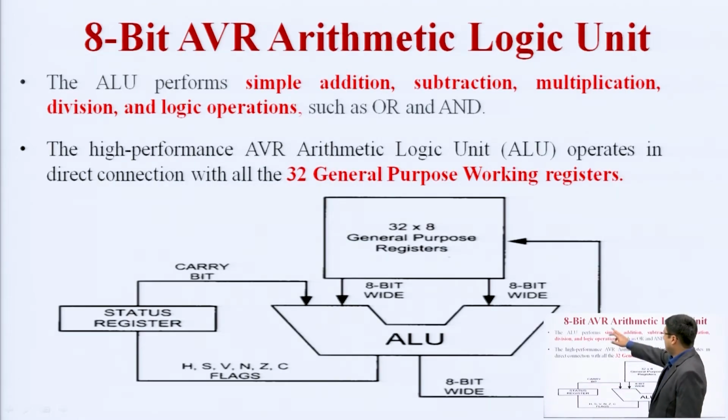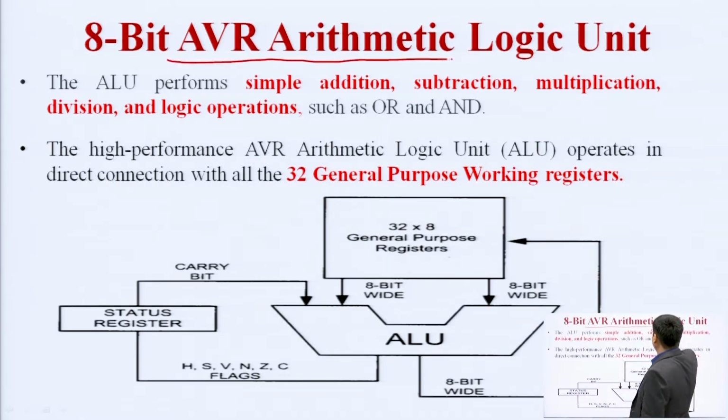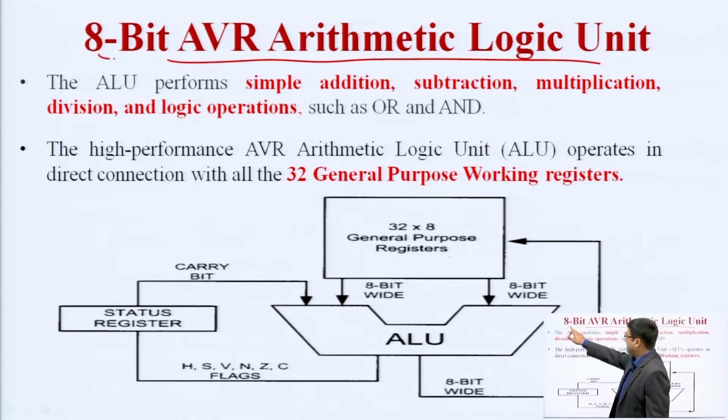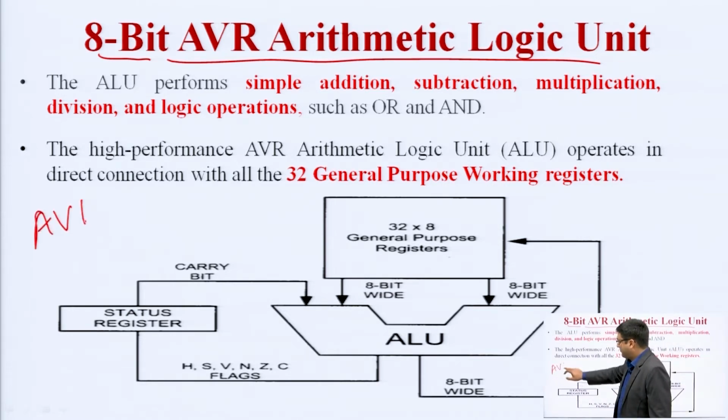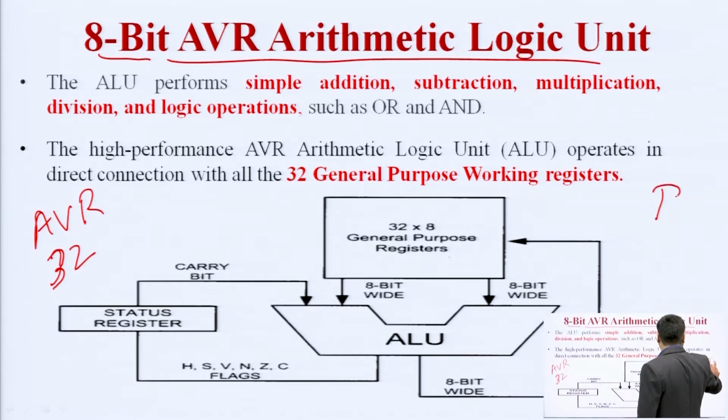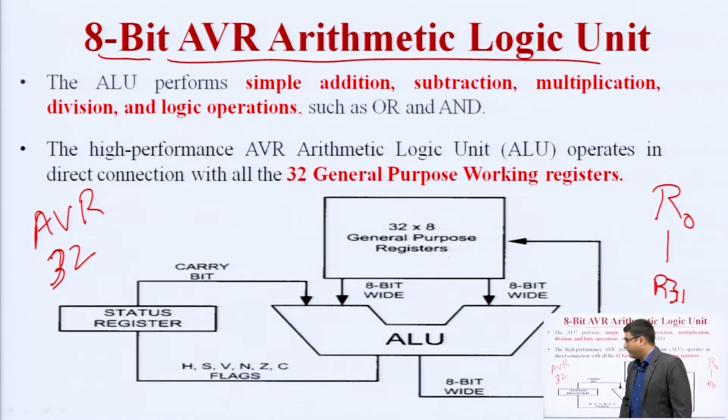Let us start with the 8-bit AVR arithmetic logic unit. What is 8-bit? In the previous lecture we have seen that AVR is an 8-bit microcontroller. 8-bit means it works on 8 bits of data at a time. We also saw that AVR has 32 general purpose registers, varying from R0 to R31. You can follow my previous lectures for the detailed explanation of the AVR microcontroller.